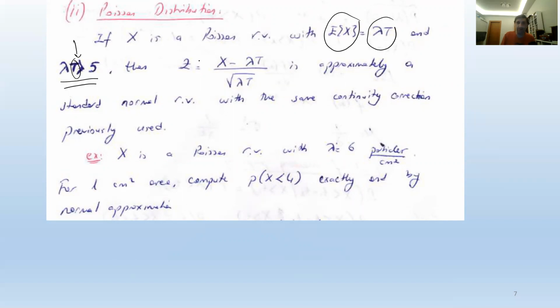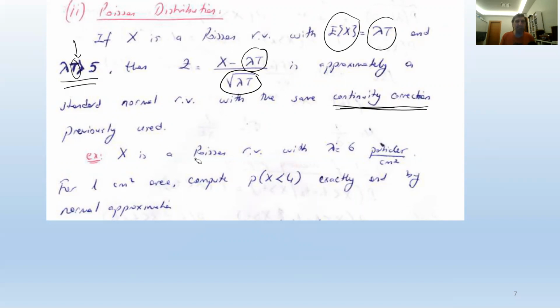How we use it: we take the Poisson distributed x, subtract the expected value, and divide by the standard deviation. Please note that the variance of the Poisson random variable is equal to its expected value, so there are two identical terms here. Again, with the same continuity correction, you should be careful adding that delta x or minus delta x, that small 0.5 here.